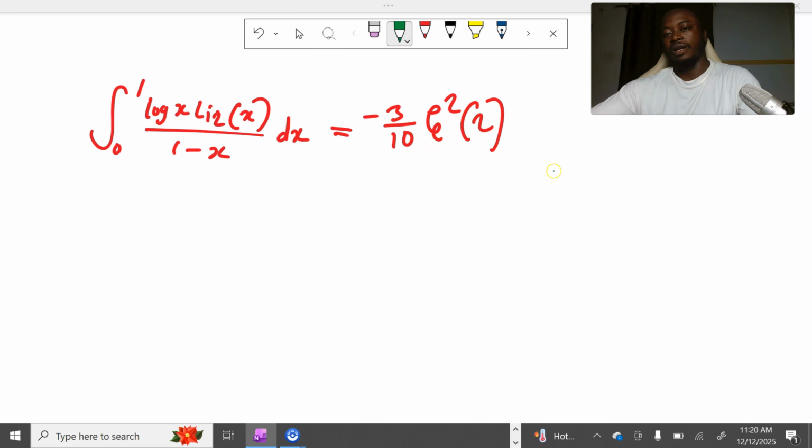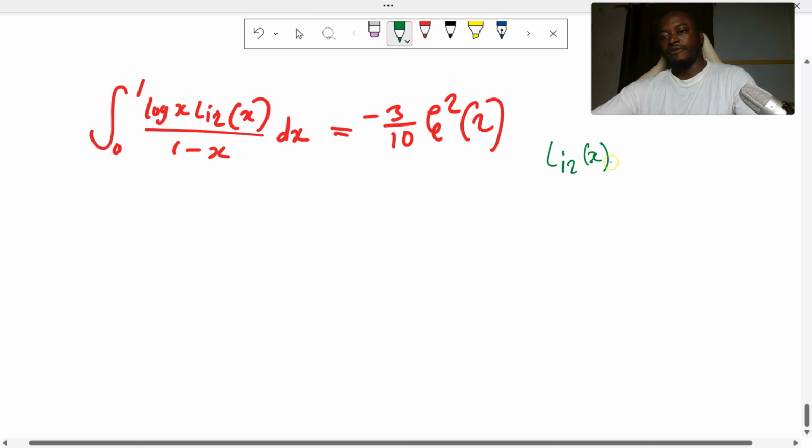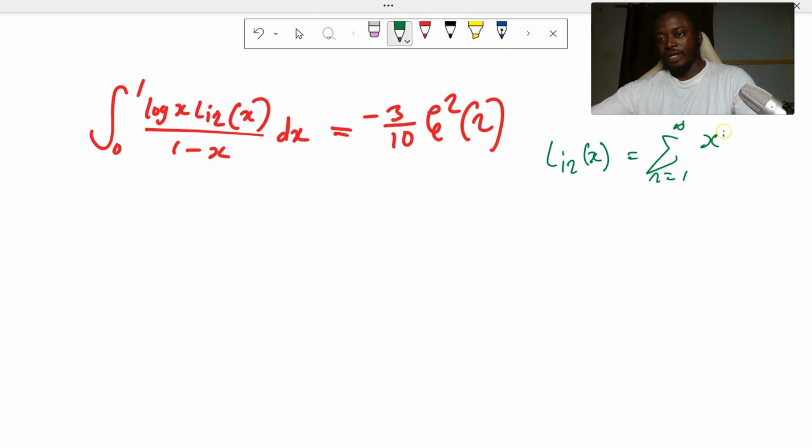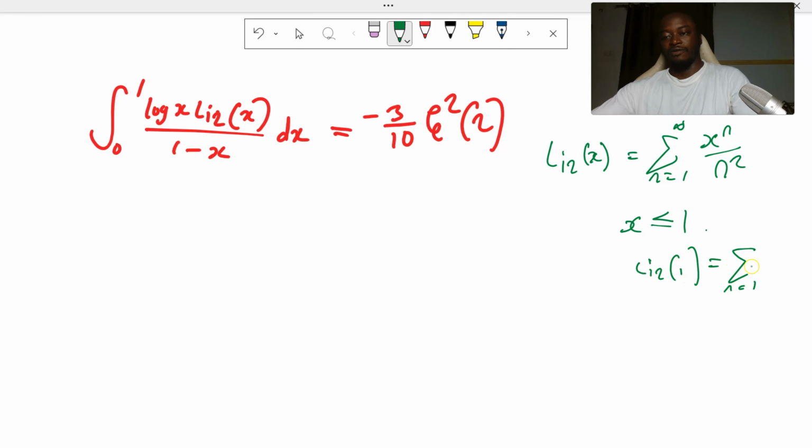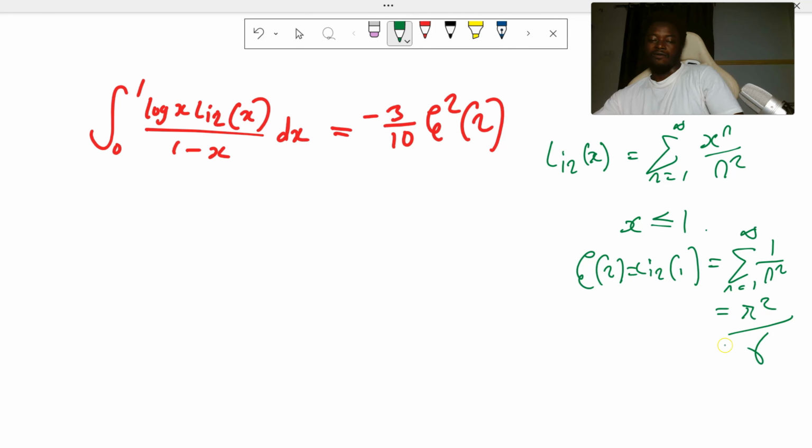Now, for definition's sake, the dilogarithm function is defined to be the sum as n runs from 1 to infinity of x to the n all divided by n squared, whereby x is less than or equal to 1, whereby dilogarithm of 1 actually equals the sum as n runs from 1 to infinity of 1 over n squared. Notice here that zeta of 2 is dilogarithm of 1. Zeta of 2 equals dilogarithm of 1, so this equals pi squared over 6.